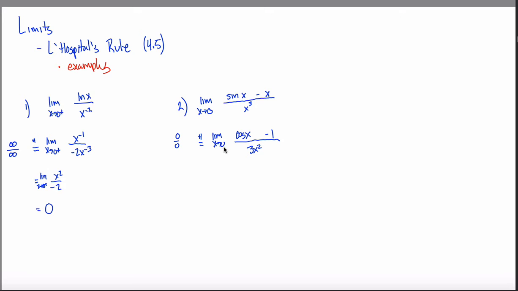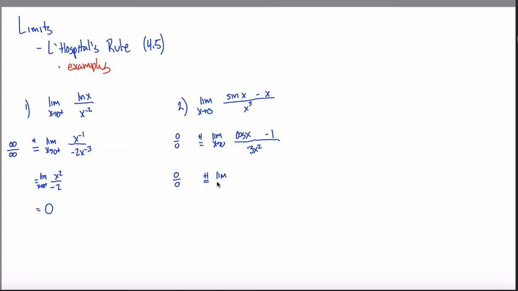Well, in this specific example, I don't think this is a limit you can evaluate. Because if you change all the x's into zeros, the cosine of 0, if you evaluate the limit as x approaches 0 of cosine of x, you end up getting 1. Right? Think off your unit circle. The cosine of 0 is equal to 1. So 1 minus 1 gives me a 0 up in the numerator here, and 3 times 0 squared gives me 0 down in the denominator. In fact, after using L'Hopital's rule, I still have an indeterminate form. It's still the 0 over 0 indeterminate form. So I'm going to use L'Hopital's rule again.